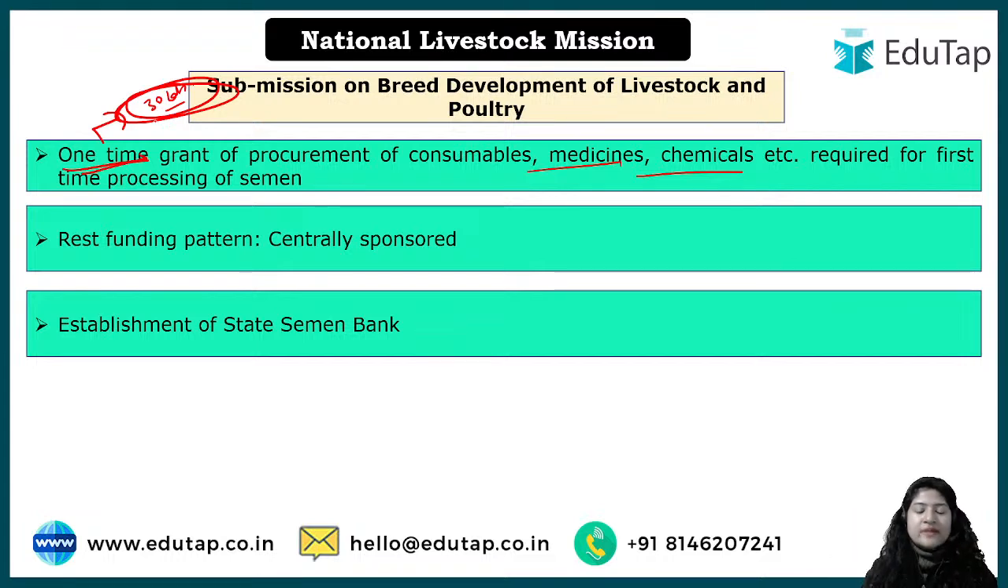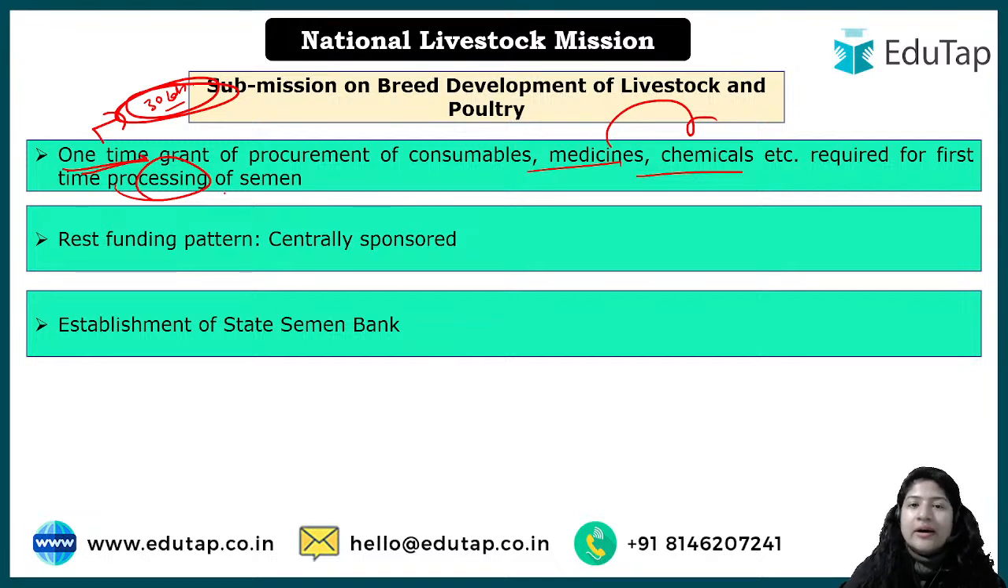But for now, what we have studied is 50% subsidy up to 50 lakh for normal farms. But for the establishment of these semen centers, one time 400 lakh will be provided for the construction, and another amount will be provided for whatever medicines and chemicals are required for the processing of it, ठीक है.